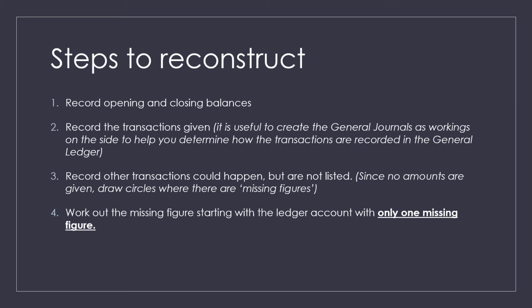I find it useful to create general journals on the side as workings to help us determine how to correctly record the transactions in the general ledger. Then we're going to record other transactions that are not listed. And since no amounts are given, we're going to draw circles where there are missing figures. And lastly, we're going to work out the missing figures by starting with the ledger account with only one missing figure.